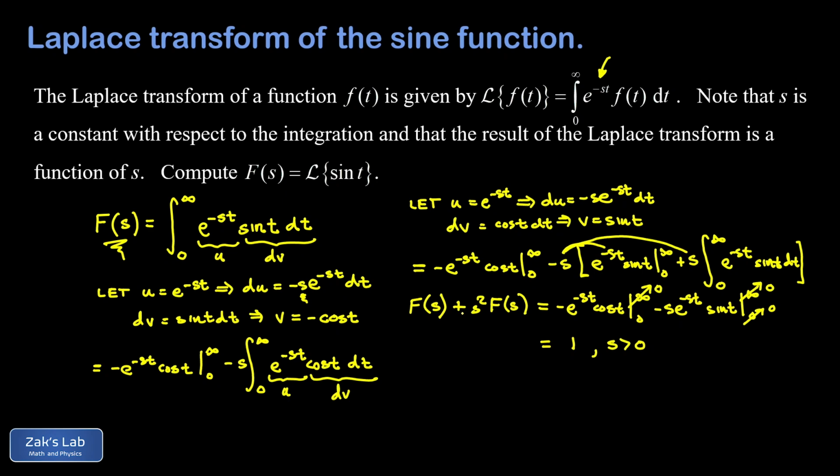All right, back to the left-hand side, we can do a little factoring here and write it as 1 plus s squared times the original function F of s. And now we simply have to divide by 1 plus s squared. And we find that the Laplace transform of sine of t is just 1 over 1 plus s squared, provided s is greater than 0.